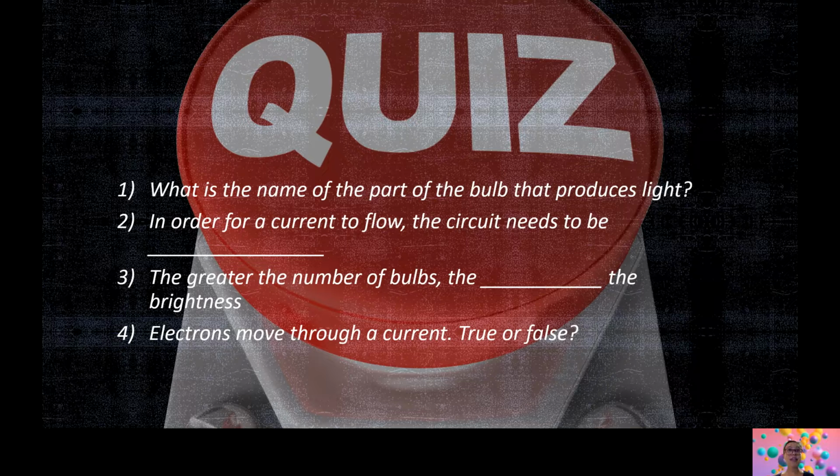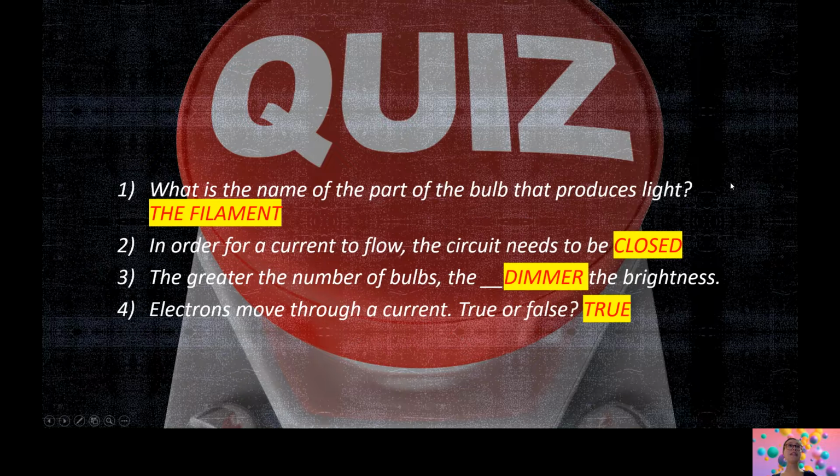Question 3. The greater the number of bulbs, the what? The brightness. Pause this video now and write down your answer. And question 4, electrons move through a current, true or false? Pause this video now and write down your answer. Okay, let's go through the answers.